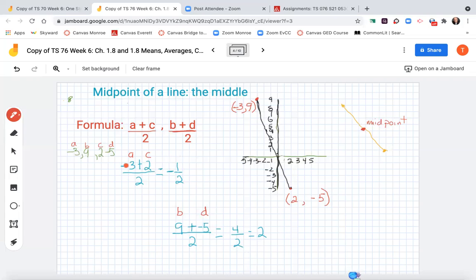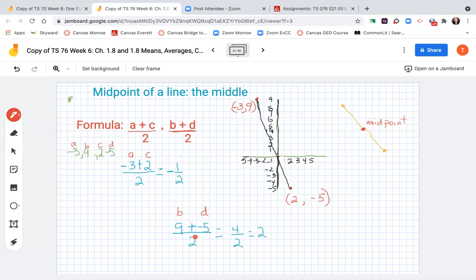Now if that's the x point, how do I find the y point? It says B plus D over 2. Well, B is 9. Back over here, B is 9 plus D. D is -5. So 9 plus -5 divided by 2.